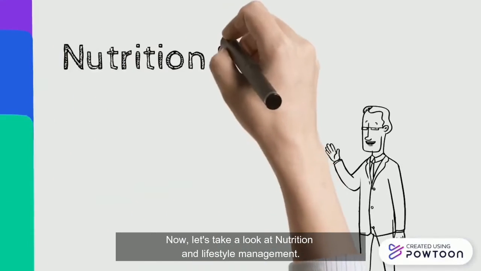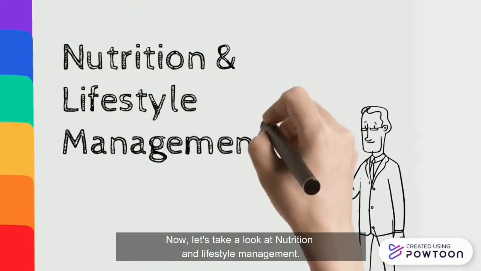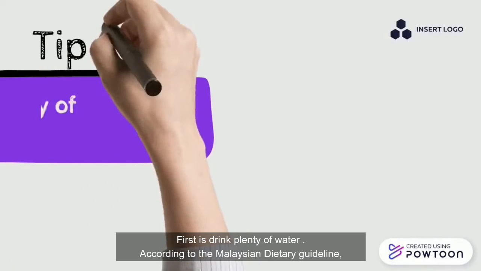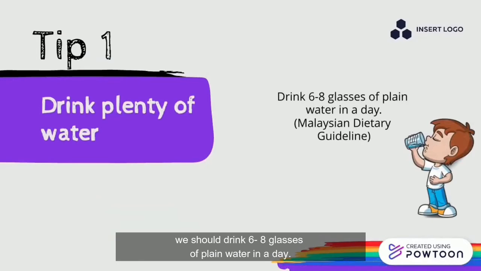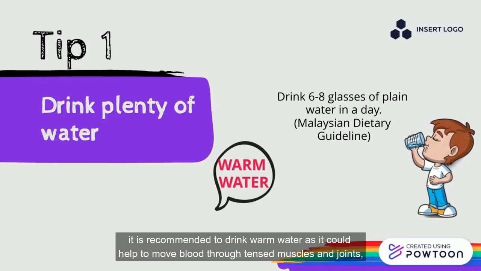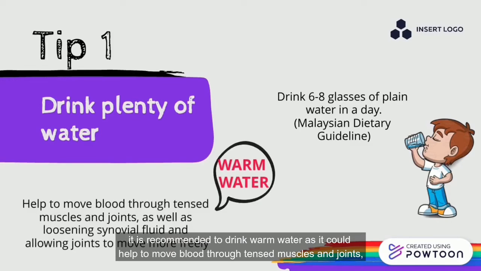Now let's take a look at nutrition and lifestyle management. First, drink plenty of water. According to the Malaysian dietary guideline, we should drink 6 to 8 glasses of plain water in a day. It is recommended to drink warm water as it could help to move blood through tense muscles and joints, as well as loosening synovial fluid and allowing joints to move more freely.